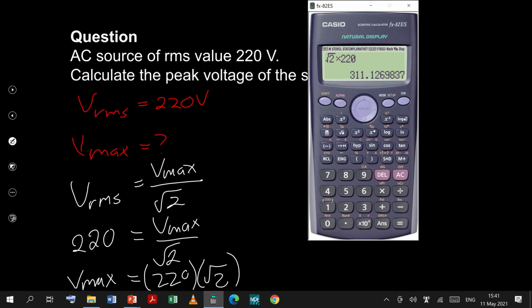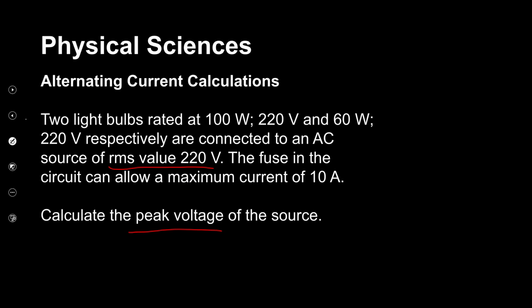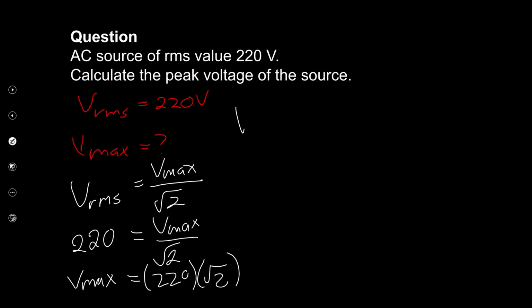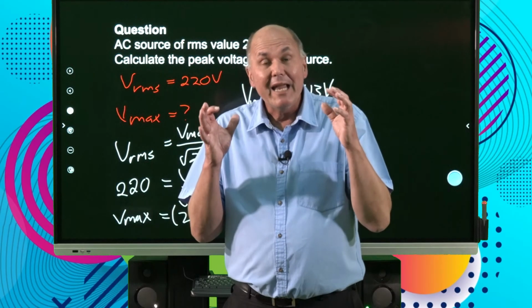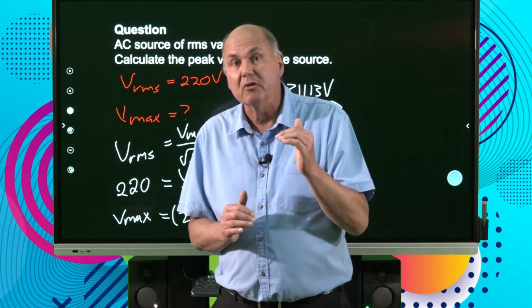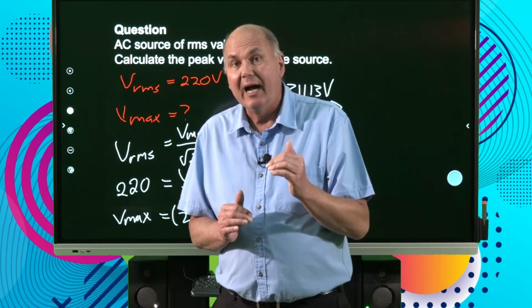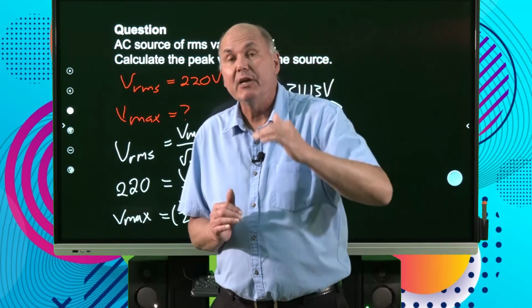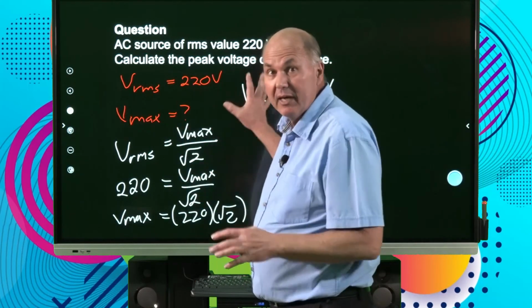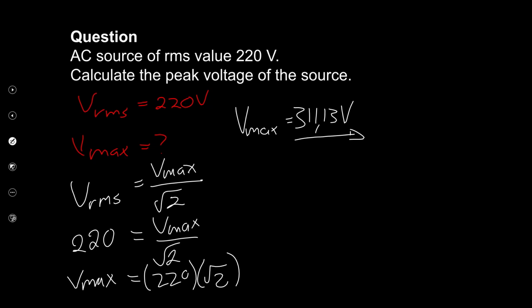We can say the Vmax is equal to 311.13 volts. So there we have it. We have seen exactly what the peak voltage is. And that explains why when we looked at the graph, we found that it was bigger than 220. I said about 311, I think I put that down as we looked at it, but now we can confirm it. 311 is the peak voltage.